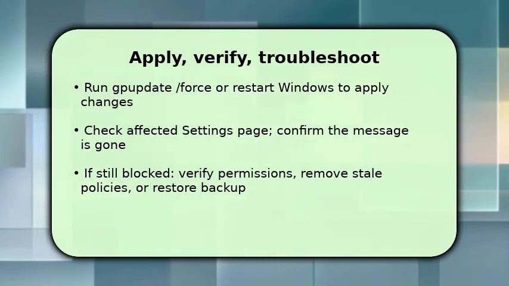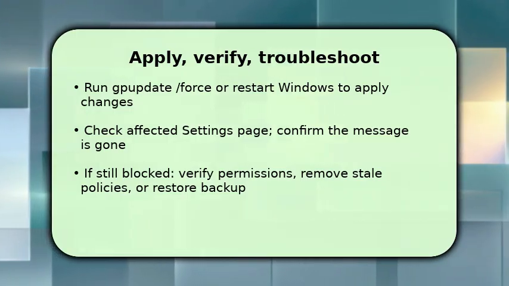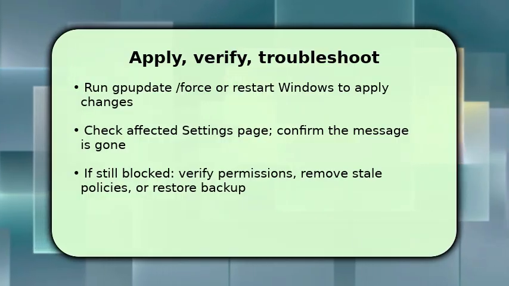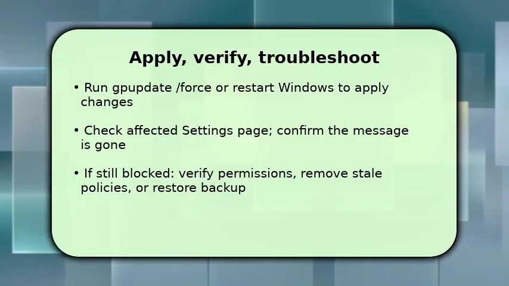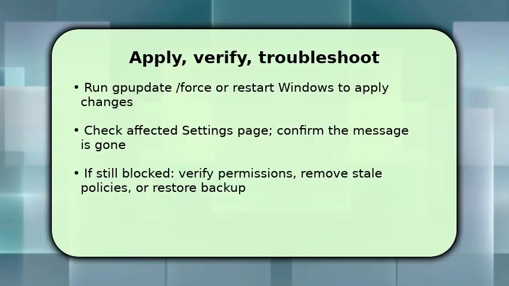If the restriction persists, check file and key permissions, look for overlapping policies from domain controllers, or restore your backup and retry. If you restored, document the exact keys changed so you can escalate or repeat the safe method without guessing.